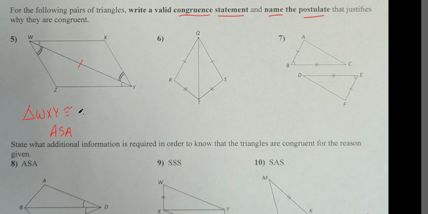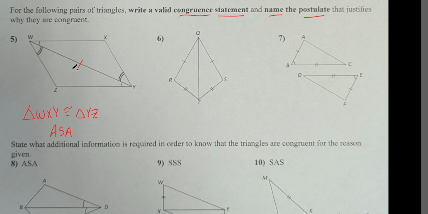And this is congruent to triangle. Now watch, I go WX then Y. W's got the one arc. What angle down here has the one arc? It's the Y, so we put the Y first. The X has no arc. Which one down here has no arc? The Z, so I put that.